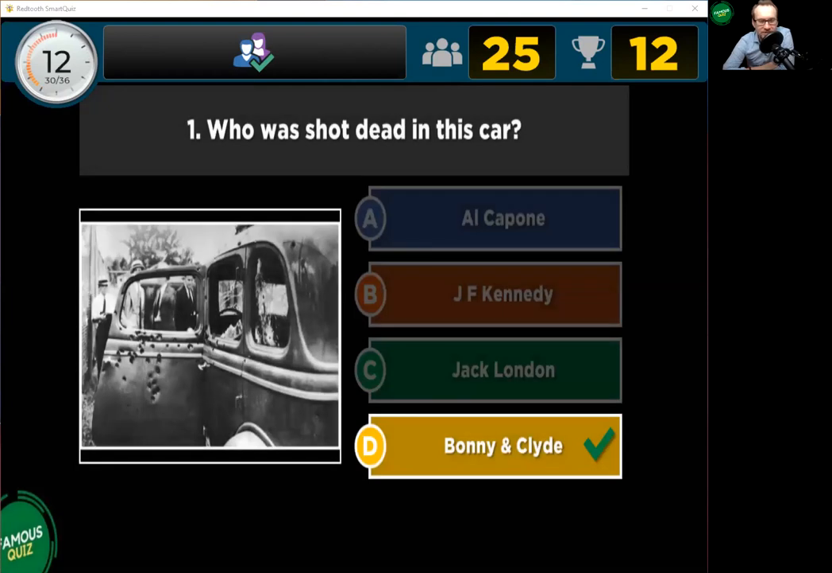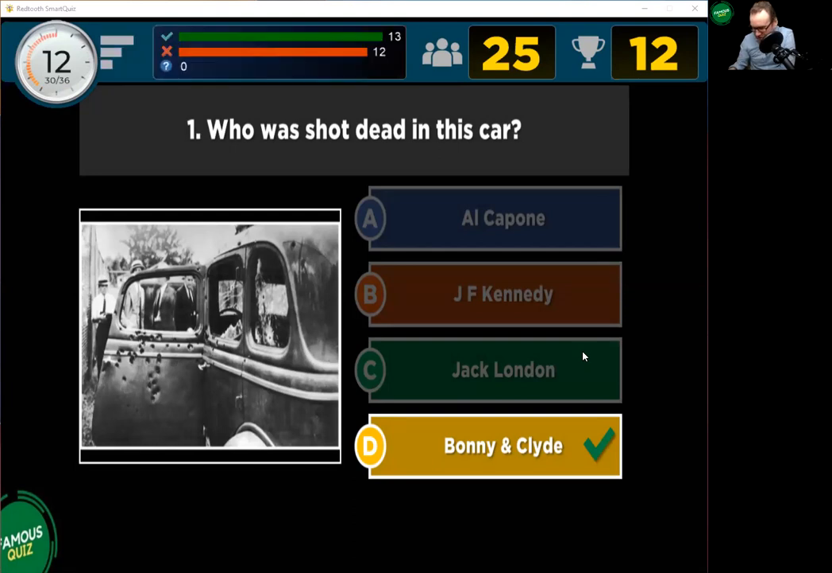The famous, infamous bank robbers in 1924, if I'm not mistaken. Yes, legendary bank robbers. We have so many movies and games and books, even a song about Bonnie and Clyde. So yeah, that's Bonnie and Clyde. How many correct answers? Only 13 correct answers. Let me see the chart.